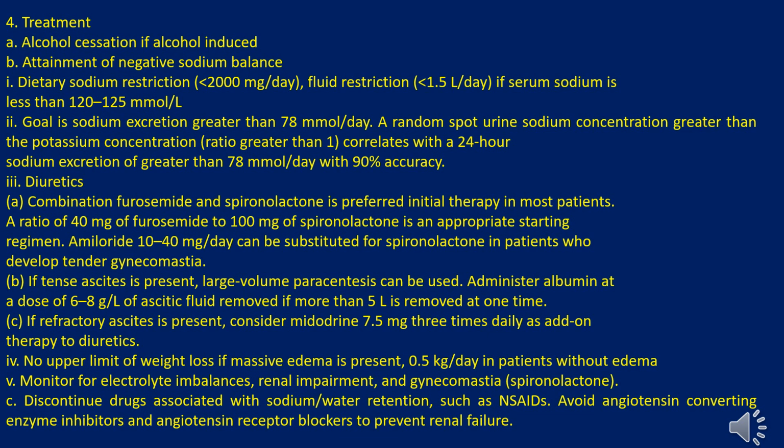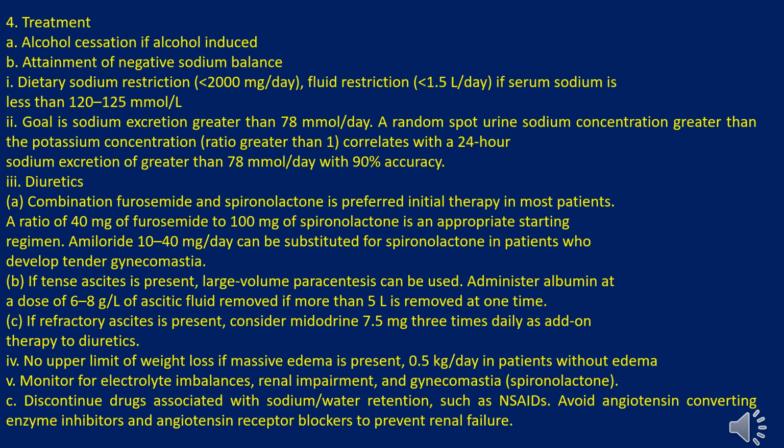3. Regarding diuretics, a combination of furosemide and spironolactone is preferred initial therapy in most patients. A ratio of 40 mg of furosemide to 100 mg of spironolactone is an appropriate starting regimen. Amiloride 10 to 40 mg per day can be substituted for spironolactone in patients who develop tender gynecomastia.